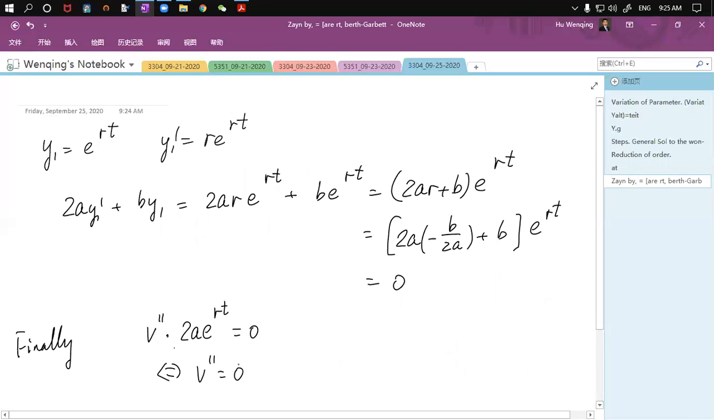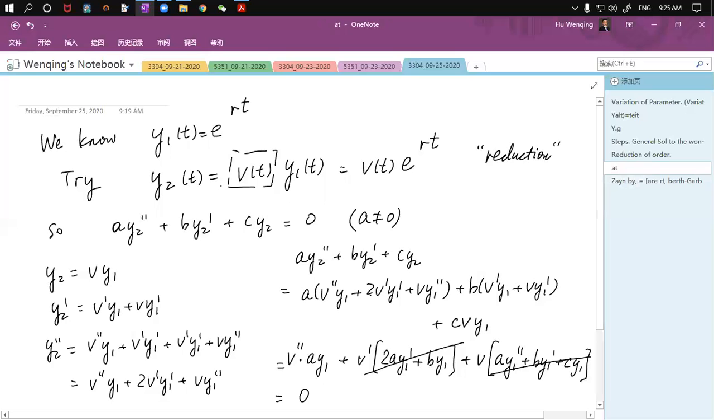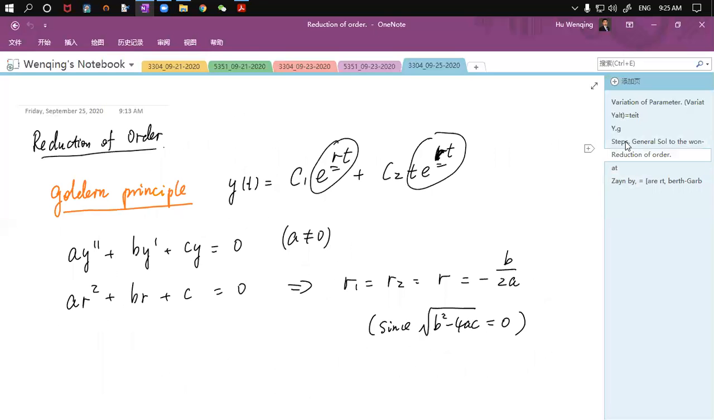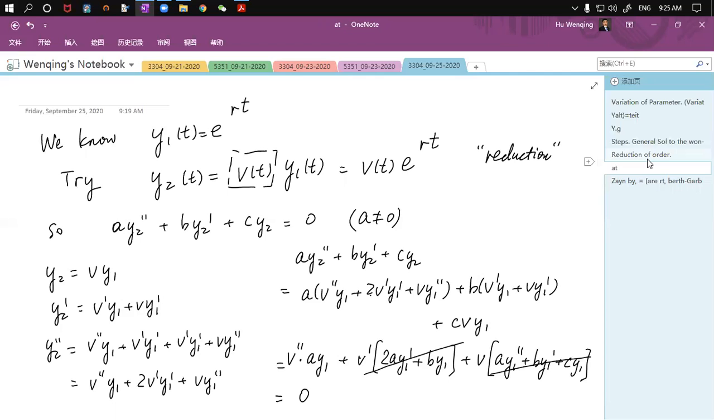Okay, so some people are going to ask why you do this. Well, we do this because we don't know. Suppose you don't know the golden principle, I want to derive it. Then you're going to guess that the second solution only differs from the first solution by a function multiple v of t. And that's why we call it the reduction process. Why is it reduction? Because the original second solution y2 is going to satisfy a much more sophisticated ODE, a differential equation that has a lot of coefficients from which you want to calculate the solution.